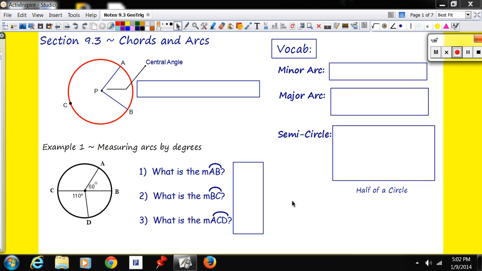Hey guys, here are notes for the 9.3 section. It's chords and arcs. And first we want to talk about a central angle.